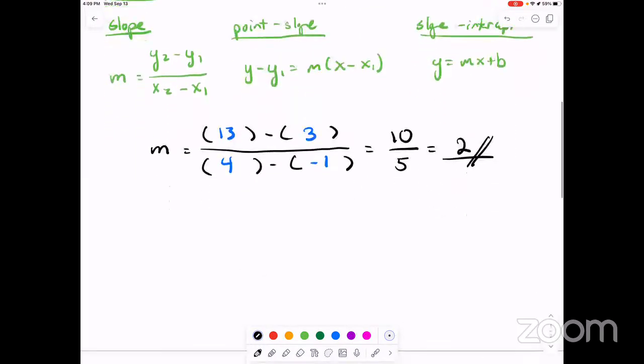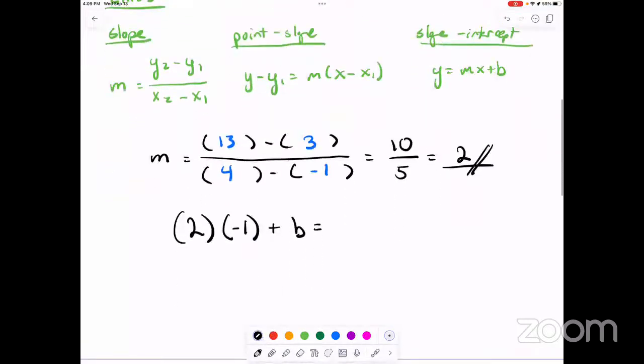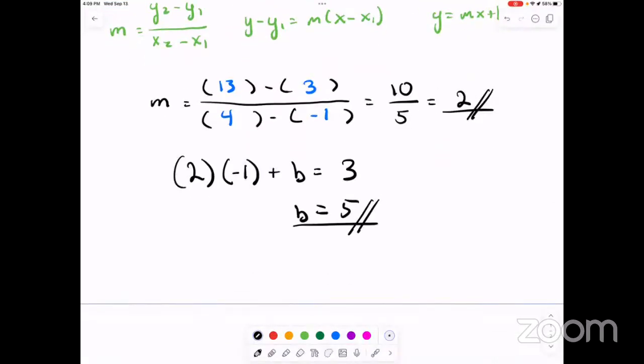So if I'm plugging it into y equals mx plus b, my slope is 2. I think my x was -1. We're trying to solve for b, and the corresponding y is 3. If we solve for b, we add 2 to both sides, b equals 5. So our y-intercept is 5. So then if we put these concepts together, the equation of our line is going to be y equals 2x plus 5.